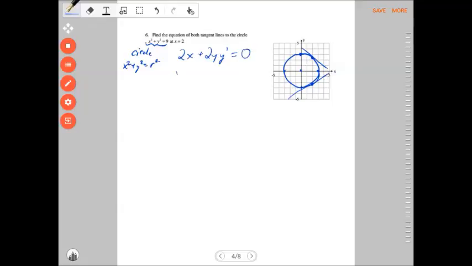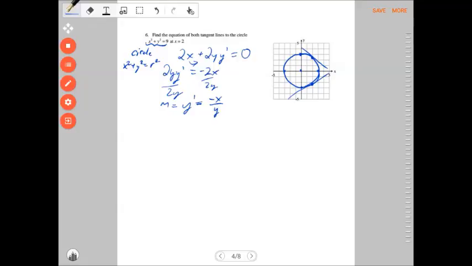So for my y prime, 2y y prime, we're going to move the x over, equals negative 2x. So divide by 2y, divide by 2y. So y prime equals, the 2's cancel, so negative x over y. So there's my slope. So the slope of the tangent line is that.